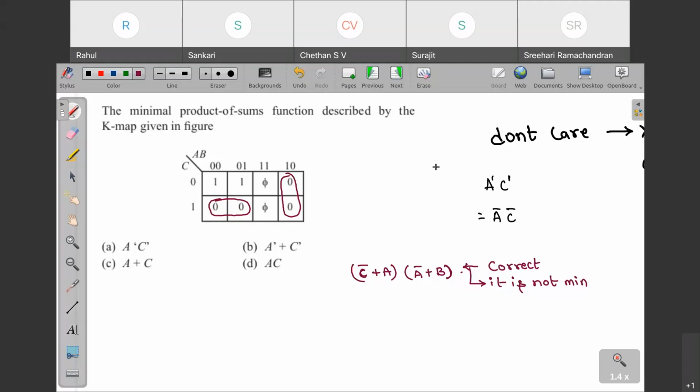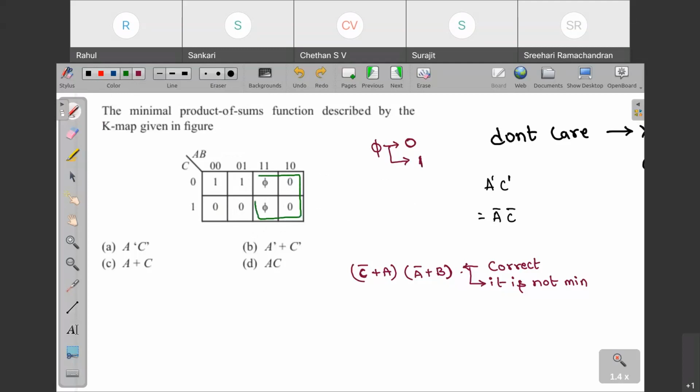Now if you think, sir, you told us don't care can be either 0 or 1, so you are considering zeros over here and making one more group, this is wrong. Never ever make a group of don't care. Don't care is only used to increase the group size. So look very carefully. I have a don't care in this position. Previously it was a group of 2 like this. But if I consider this don't care to increase my group size, how can I group?